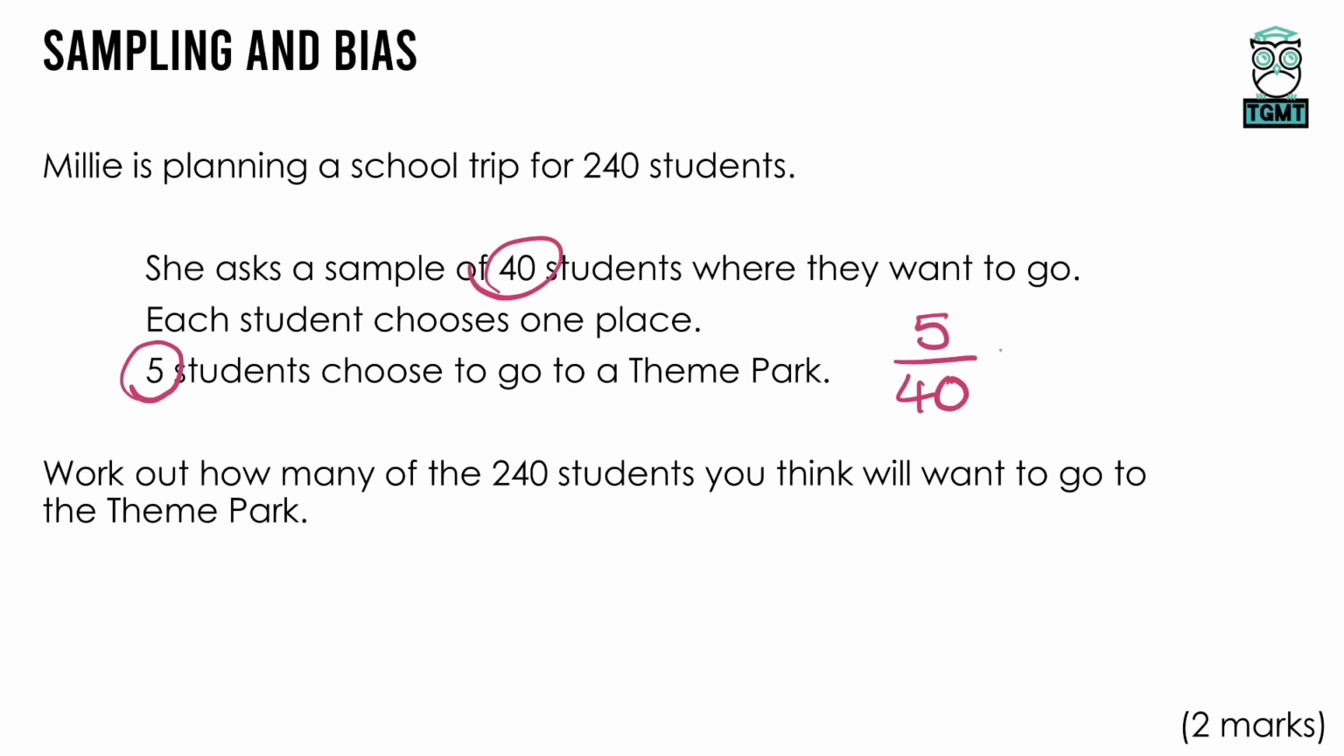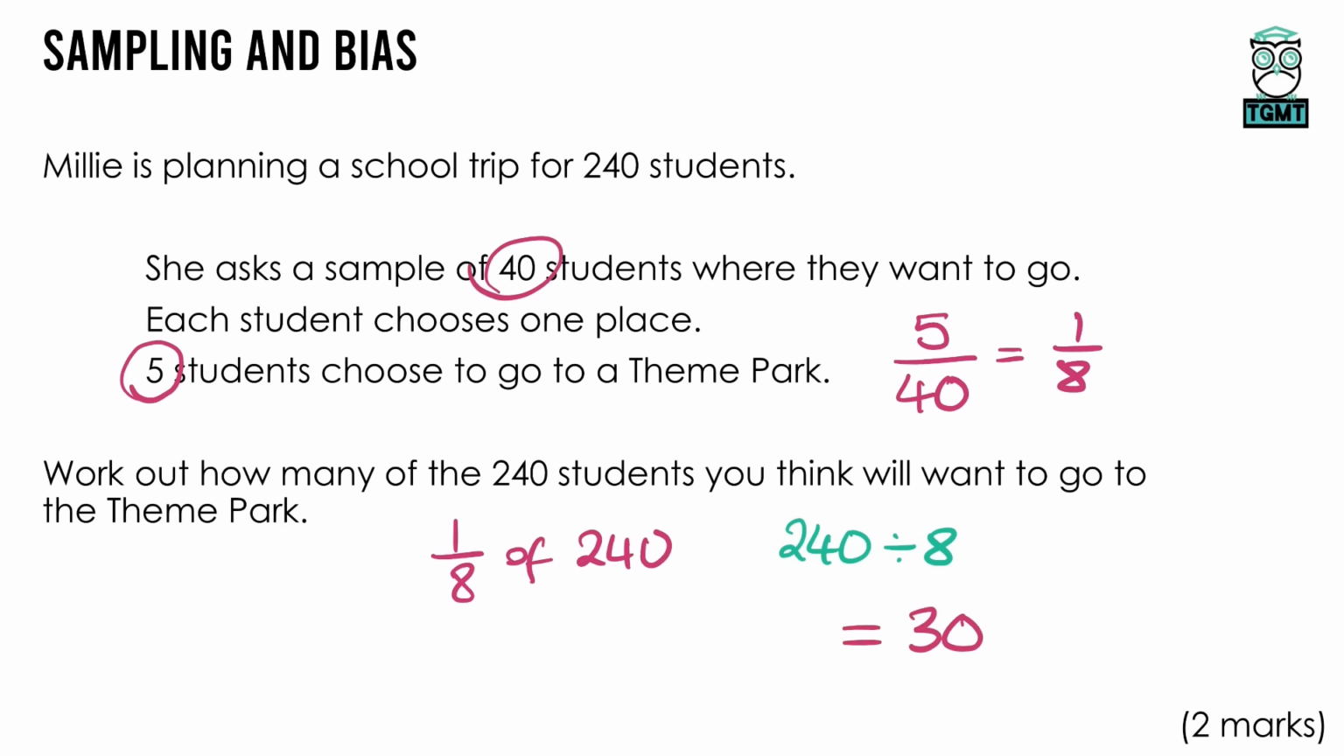Now you can simplify this fraction. Remember, if you type a fraction into your calculator, it will simplify it for you. So if you just type 5/40 in, it simplifies down to 1/8, which means that 1/8 of the students want to go to the theme park. So actually all we need to do is work out 1/8 of 240, which is just dividing by 8. So 240 divided by 8, we can type that into the calculator as well, and 240 divided by 8 is equal to 30 students. And there we go, 30 students want to go to the theme park.